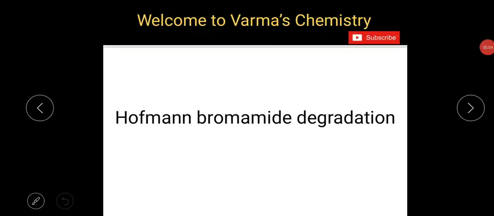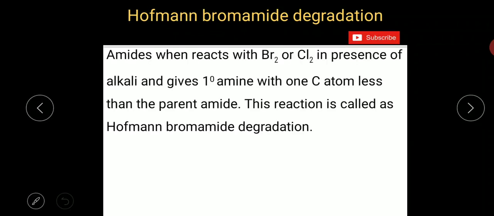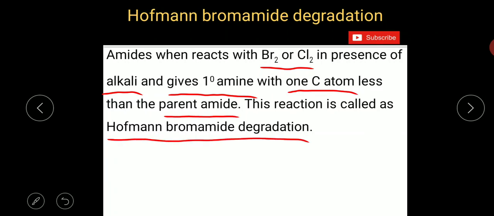In this video, I am going to tell you about Hofmann bromamide degradation and its mechanism. Amides, when they react with bromine or chlorine molecule in presence of alkali, give primary amine with one carbon atom less than the parent amide. This reaction is called Hofmann bromamide degradation reaction.